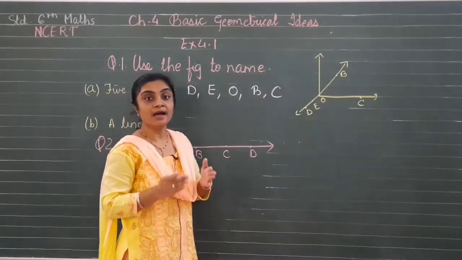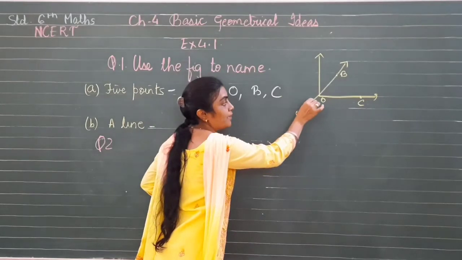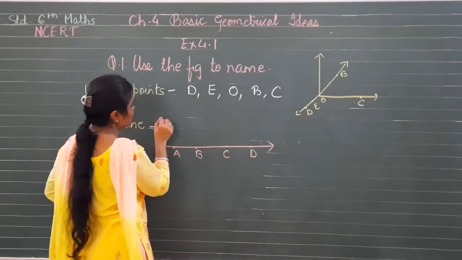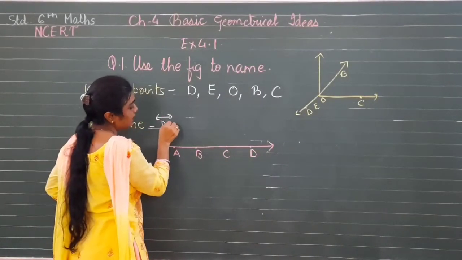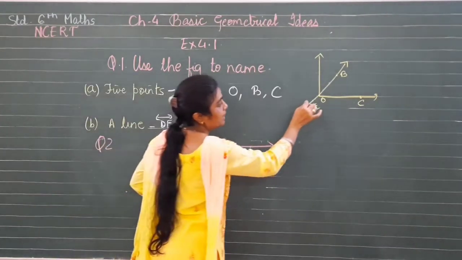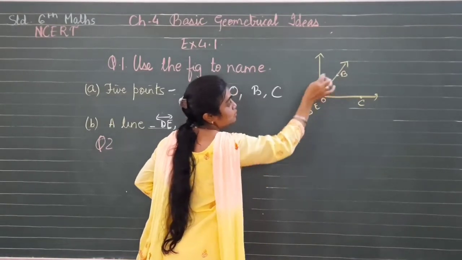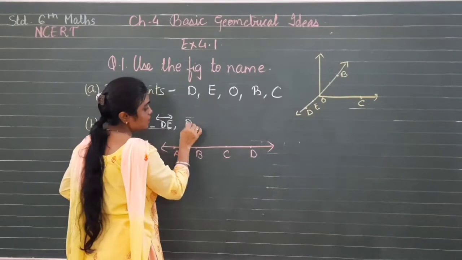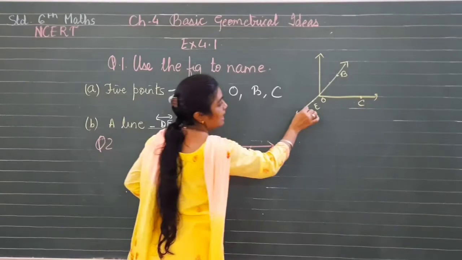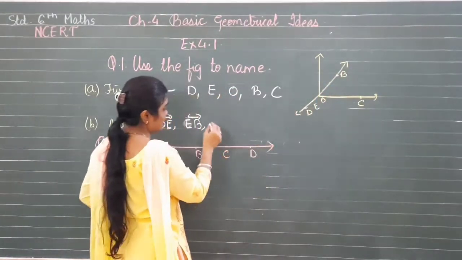Now we have already learned that a line can be extended in both directions of your line segment. So this is line segment DE. Now if you extend this line in both directions, it will form line DE. Then if you take EB, this is E and this is B, it can also be extended in both directions. So line EB.